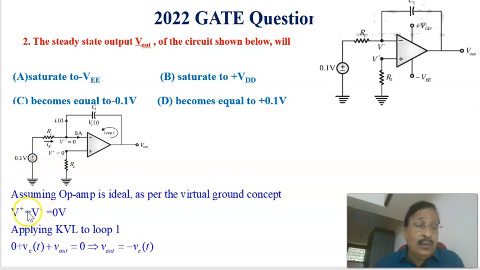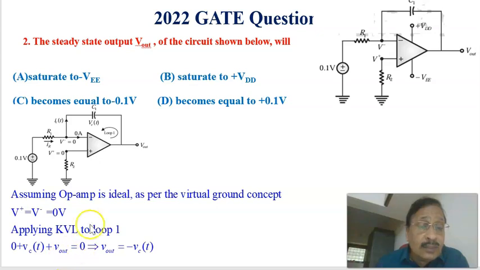Then the first thing: assuming the op-amp is ideal, the virtual ground concept applies, V plus equals V minus, so this voltage is equal to 0 volts. Applying KVL to this loop 1 or this loop 0.